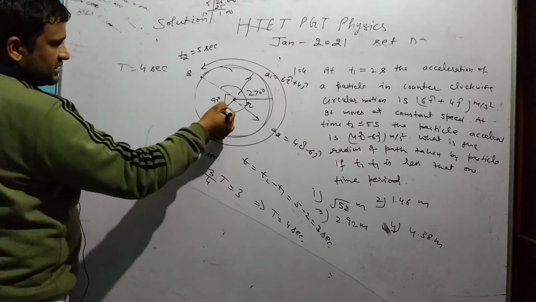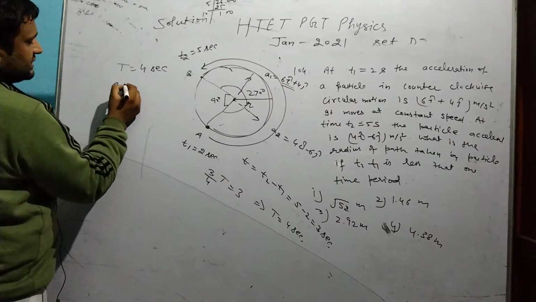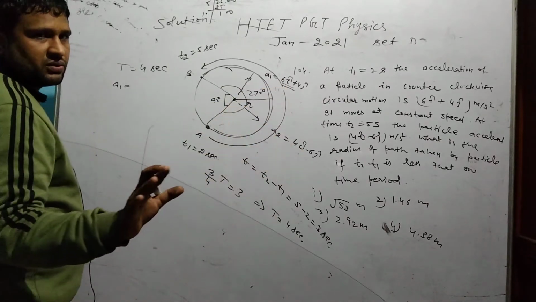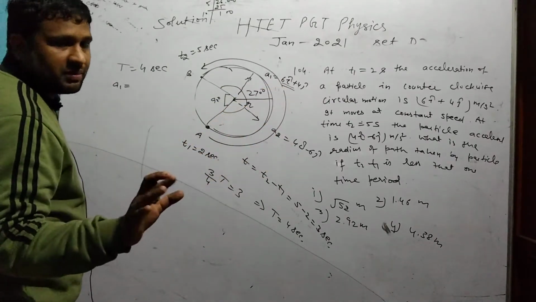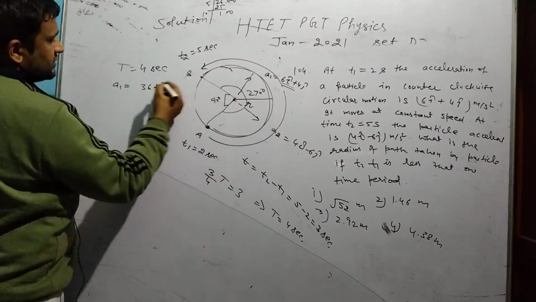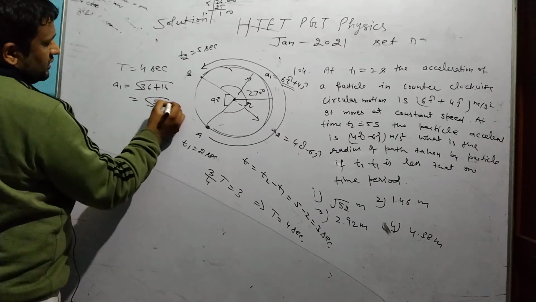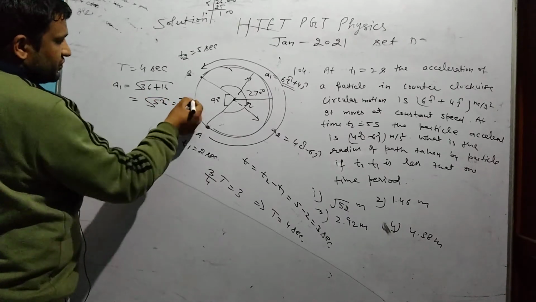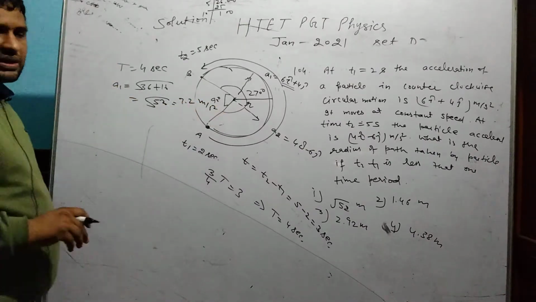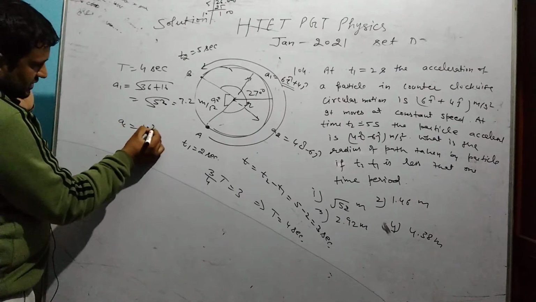The acceleration at any time has this value, and the magnitude of this acceleration will always remain constant, that is the square root of 36 plus 16, that is root 52, 7 point something 2 meters per second square. Acceleration is known, and we know the time period, so we will use the acceleration to find the radius. Centripetal acceleration is v squared upon r.